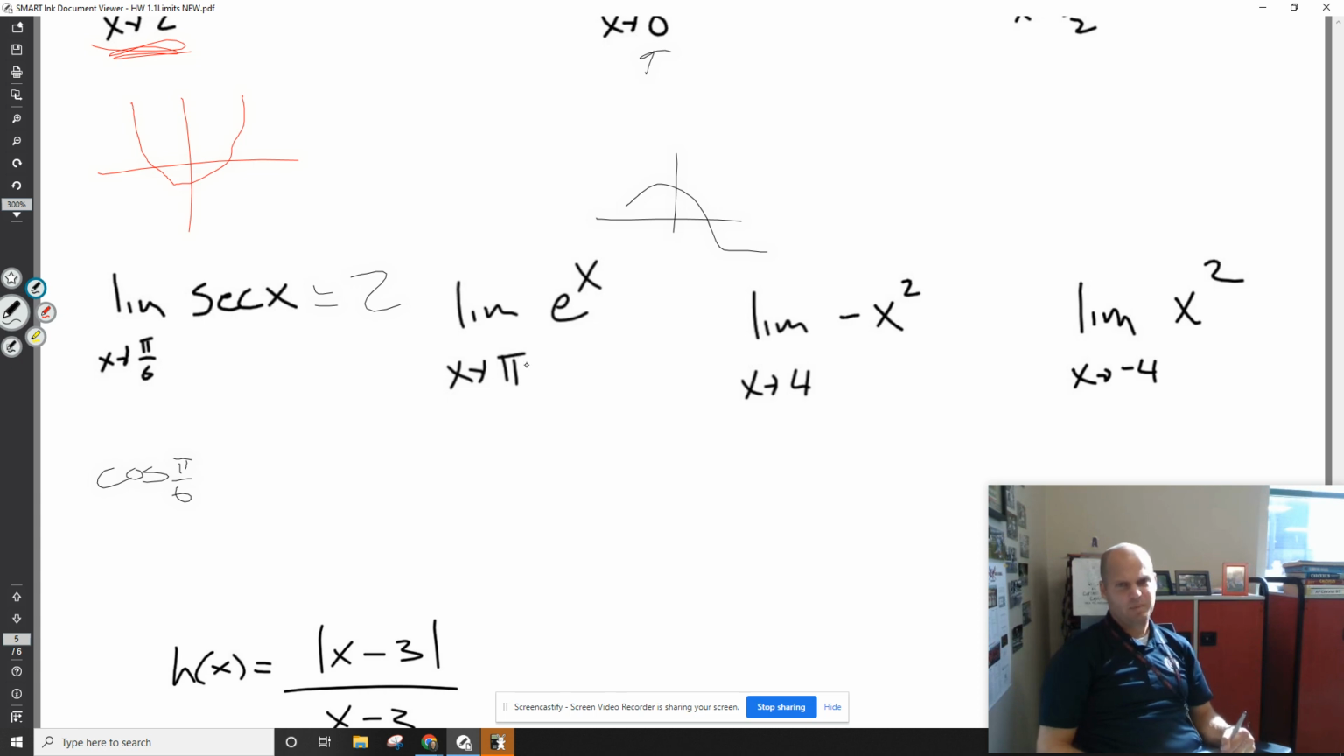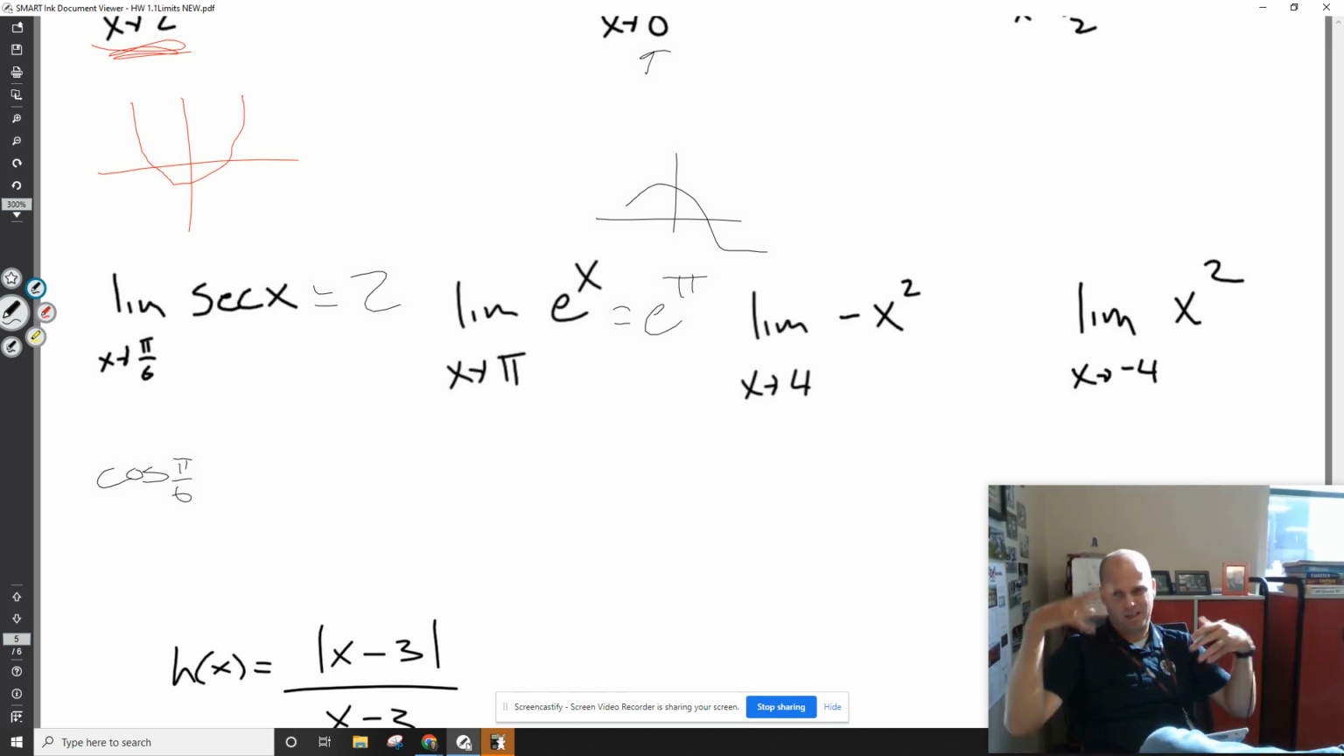e to the x when x is pi, right? It's e to the pi. Be okay with that. We won't always get whole number answers. We're going to get some answers that are going to be like e plus blah, blah, blah, and we're just going to leave it, okay? Don't feel like you have to simplify everything in this class. Just get the right thing.